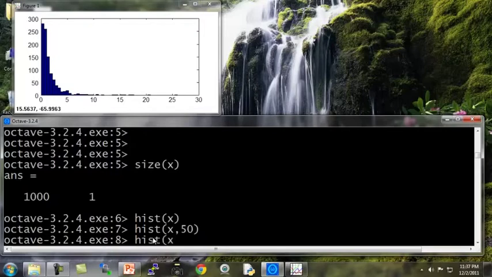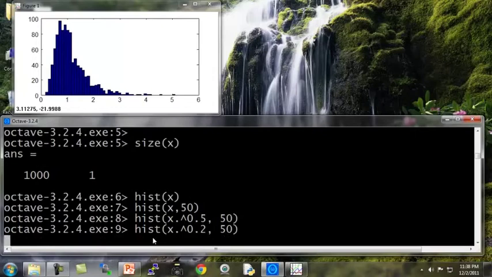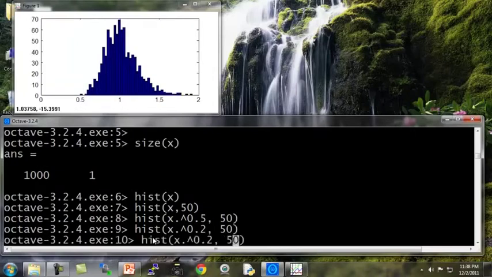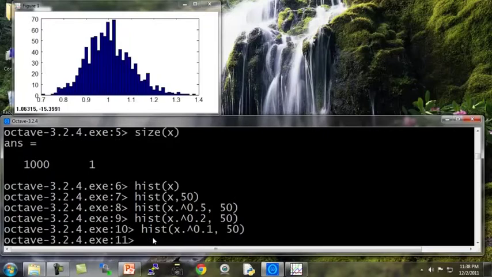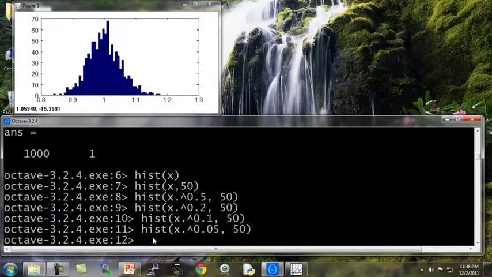Let's try hist of x to the 0.5. So we'll take the square root of the data and plot that histogram. And okay, it looks a little bit more Gaussian, but not quite there. So let's play with the 0.5 parameter. Let me set this to 0.2. Looks a little bit more Gaussian. Let's reduce a little bit more. 0.1. Yeah, that looks pretty good. I could actually just use 0.1. Well, let's reduce it to 0.05. And okay, this looks pretty Gaussian.